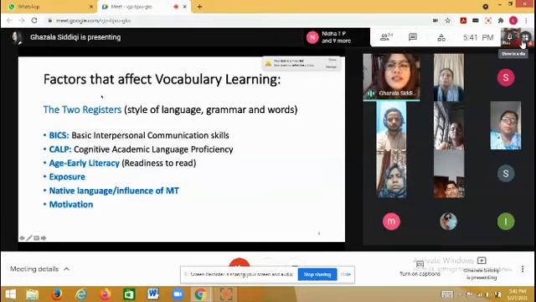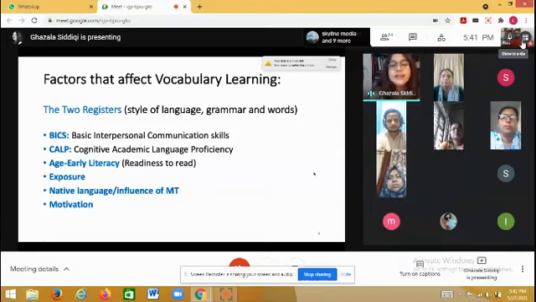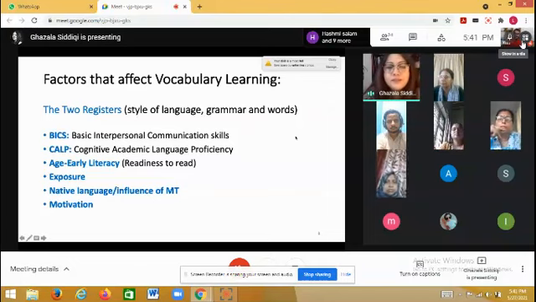Now here the word register. We are all familiar with the registers that we write in. But register also has different meanings. If I say, has it registered in your mind? That means has it internalized in your mind, or have you been able to understand? That is also register. Register also has another meaning. The style of language, grammar, and words is also called register.